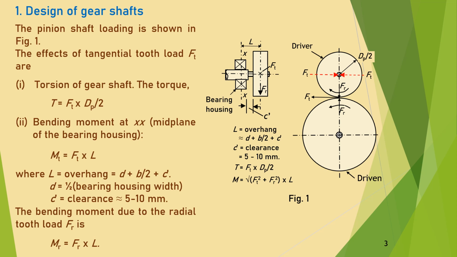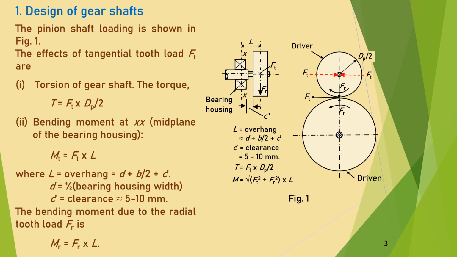The arrow acting towards the right and force Ft are two parallel forces acting in opposite direction, and they constitute a couple which is nothing but torque acting on the shaft, and it is equal to Ft into dp by 2. The red arrow force acting in left direction causes the bending of the pinion shaft.